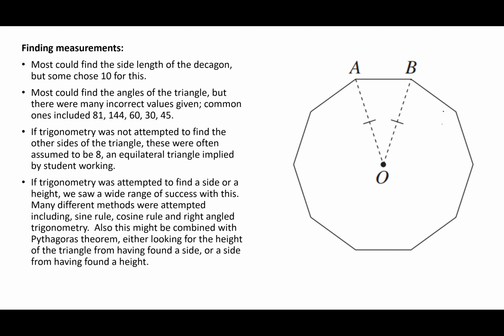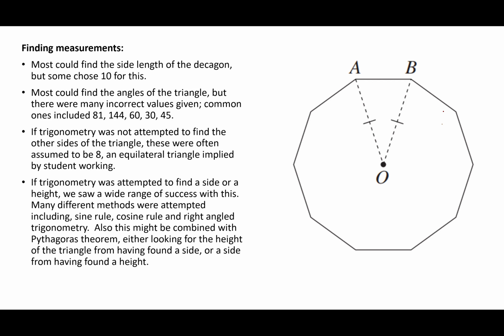Most were able to find the angles of the triangle, but there were incorrect values given, and common ones included 81, 144, 60, 30, 45. They seem to be just choosing things they thought would be common for triangles. If trigonometry wasn't attempted to find one of the other sides of the triangle, it was often assumed that OB was 8 and that this was an equilateral triangle.